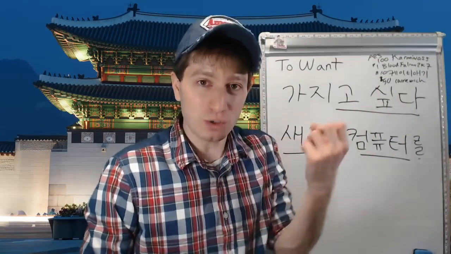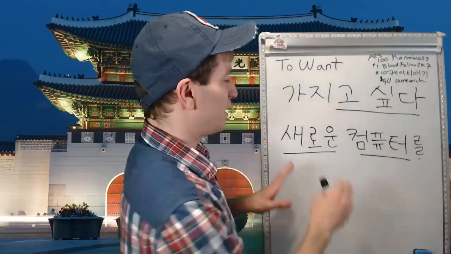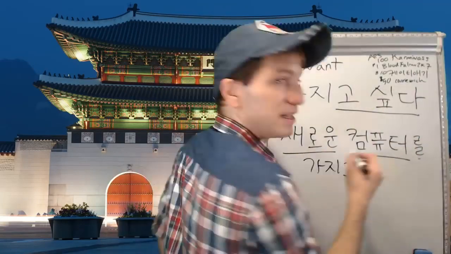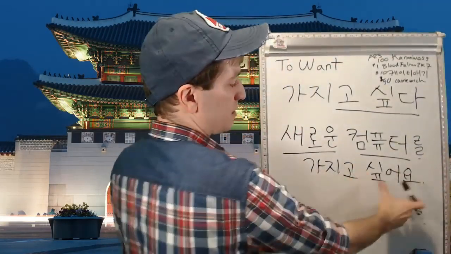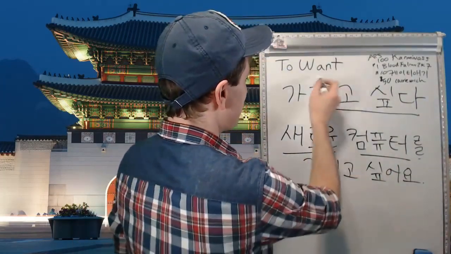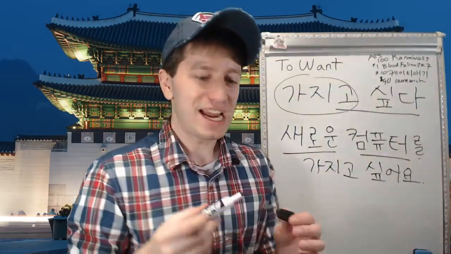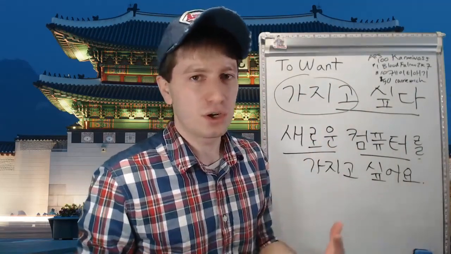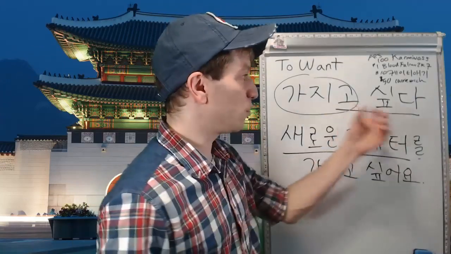I want to hold it. I want to carry it. So you can say 새로운 컴퓨터를 가지고 싶어요. Literally, I want to carry or have a new computer. You're taking the same verb, 가지다, and you're simply changing the ending to whether you want to say you do have it already, 가지고 있어요, or you want to have it, 가지고 싶어요.